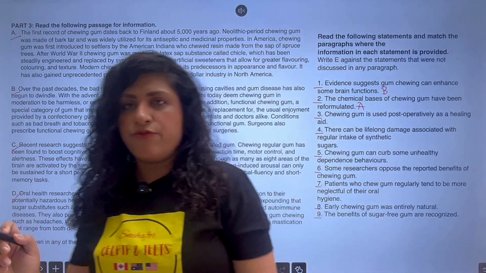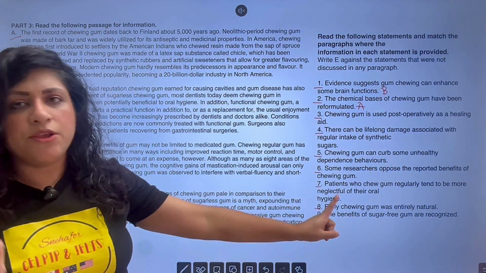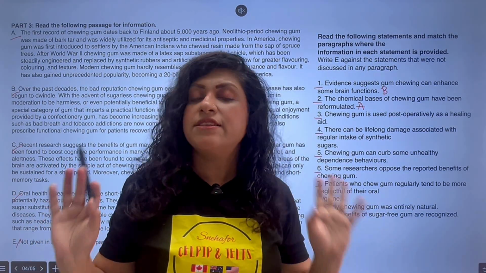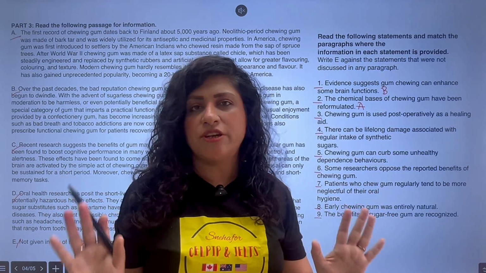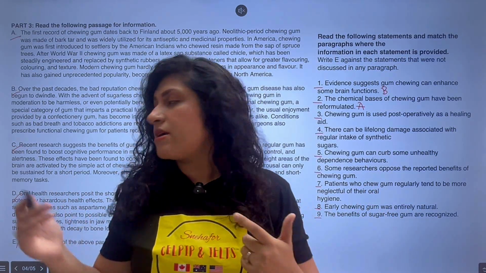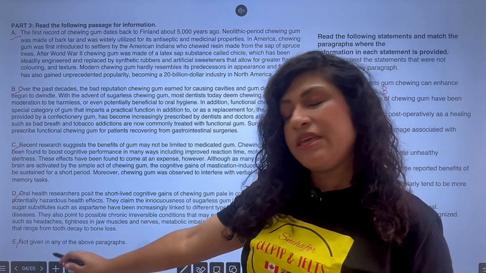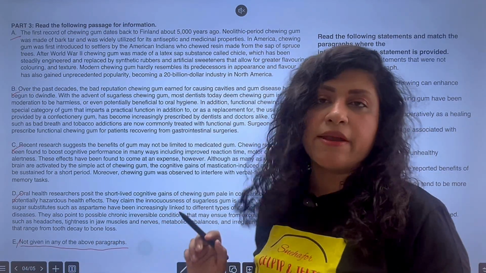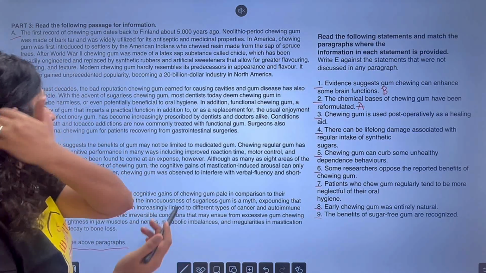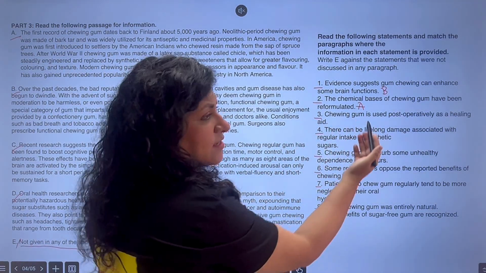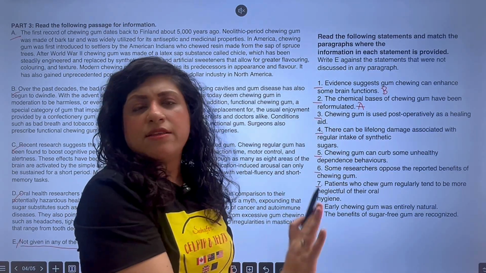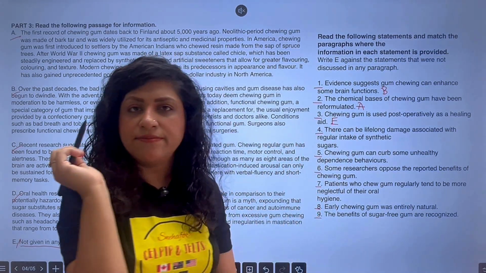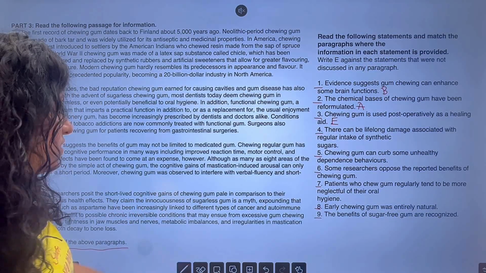And if for any question you think that this information is not at all there in the text, the text doesn't discuss this information at all, then you're going to mark E as your answer. Now E here clearly says not given in any of the above paragraphs. So let's say for question number 3, this information is not given anywhere in the passage, so I am going to choose E as the answer. So this is how we solve part 3 of reading.